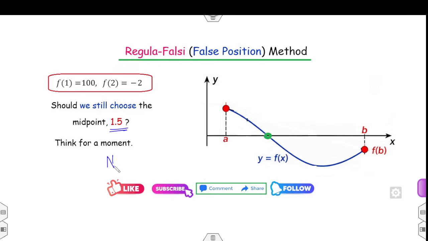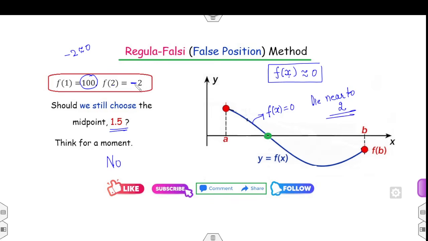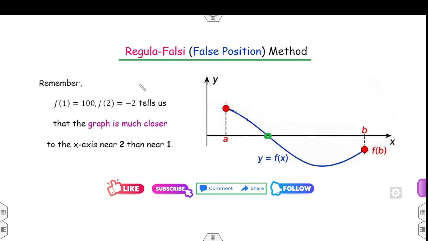The answer is no. Why? Because our target is to find the value of x so that f(x) will be 0. Clearly, minus 2 is nearer to 0 as compared to 100. That means whatever the root of f(x) = 0 is, it always lies near 2, because at 2 the value is minus 2, which is very near to 0.